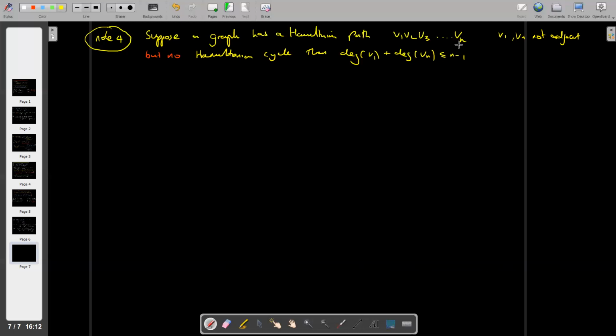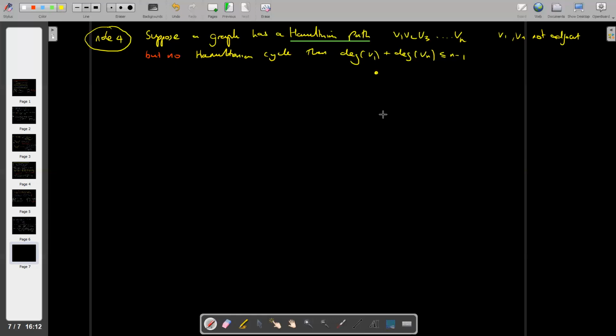If V1 and Vn were connected, we could write V1 here, and it would be a Hamiltonian cycle. So V1 and Vn are not adjacent. So there's a Hamiltonian path. That's okay. There is one of those, but there is no Hamiltonian cycle. Okay. So let me give you an example of that now.